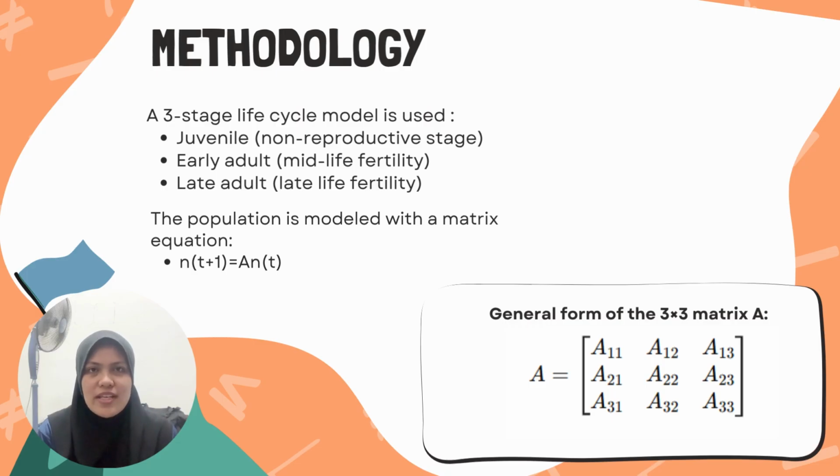Once we have matrix A, how do we use it to predict future population growth? We use a tool from linear algebra called eigenvalues. An eigenvalue tells us how the system behaves over time, especially the dominant eigenvalue, usually written as lambda. If lambda is greater than 1, the population is growing. If lambda equals 1, the population is stable. If lambda is smaller than 1, the population is shrinking.